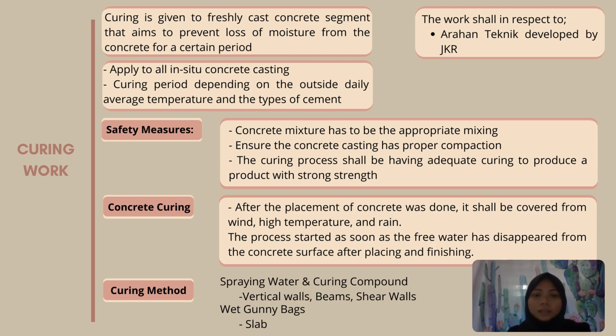And then the concrete curing. The process of concrete curing is, after the placement of concrete was done, it shall be covered from wind, high temperature and rain. The process starts as soon as the free water has disappeared from the concrete surface after placing and finishing. And then the curing method consists of several methods. The first is spraying water and curing compound, which is mainly used on vertical walls, beams and shear walls. And then the second one is by using wet gunny bags, mostly used for slabs.